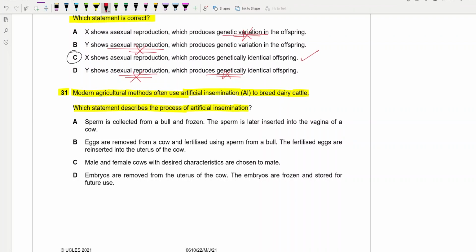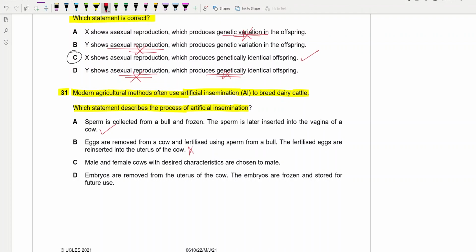Option A. Sperm is collected from a bull and frozen. The sperm is later inserted into the vagina of a cow, which seems correct. Option B. Eggs are removed from a cow and fertilized using sperm from a bull. The fertilized eggs are reinserted into the uterus of the cow, which is wrong.